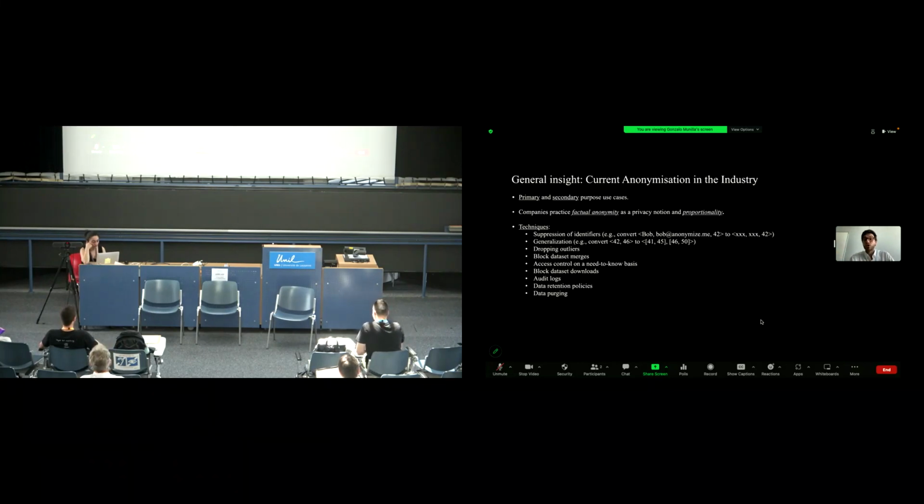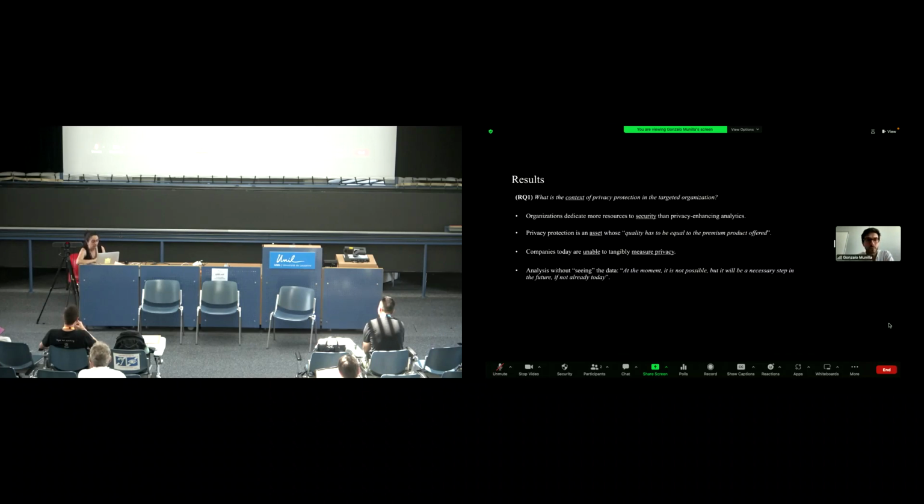to differential privacy, but they're not good enough because it's shown in academia that in the past this has been broken, also in practice. And I think there is a need for stronger privacy guarantees used in the industry, and not only suppressing identifiers, for example. Now, I will go through some of the most interesting results under the research questions. And we start with what is the context of privacy protection.